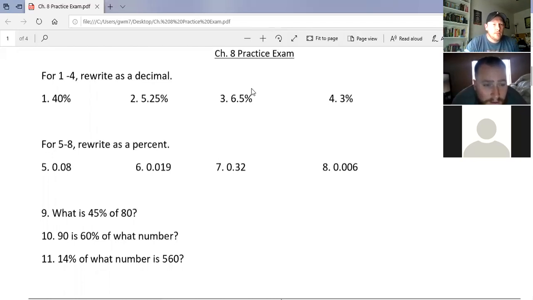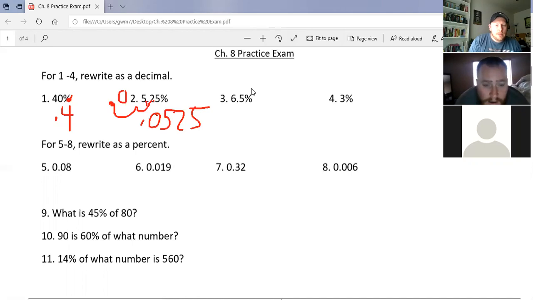So, rewrite as a decimal. I move the decimal place to the left. There's an imaginary decimal point at the back. It's 40 point, so I move it 2 times to the left. I end up with 0.40 or 0.4. If I do that here, then there is a hole, so it's 0.0525.